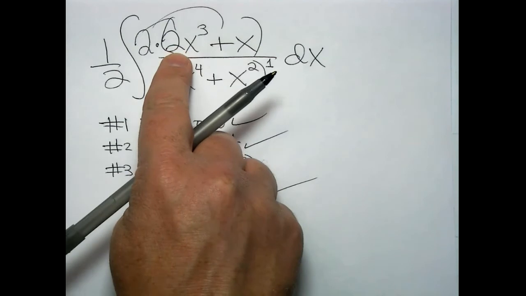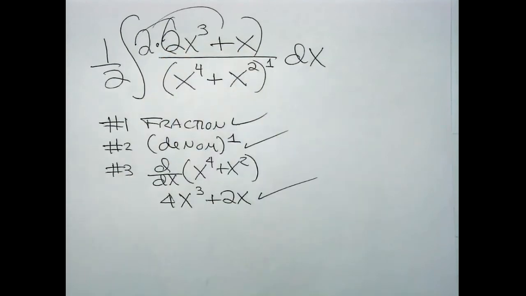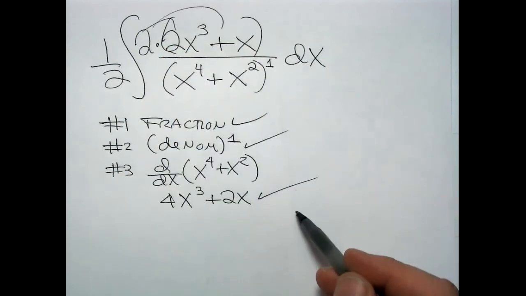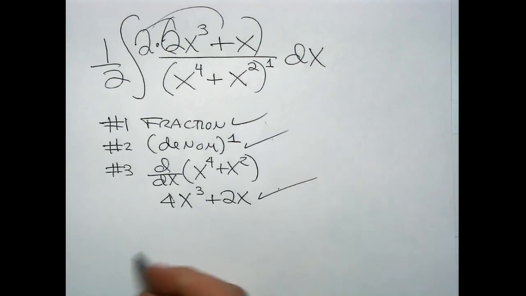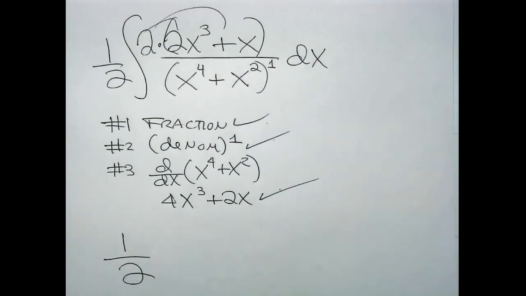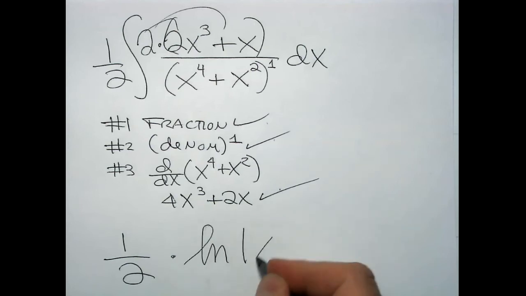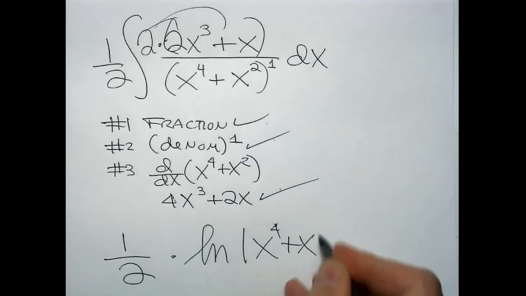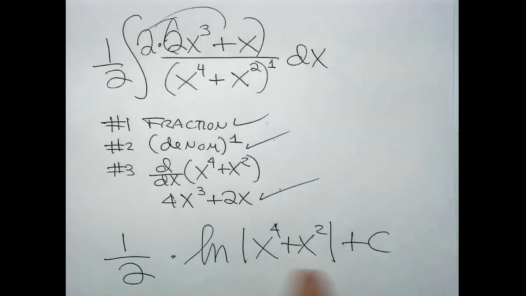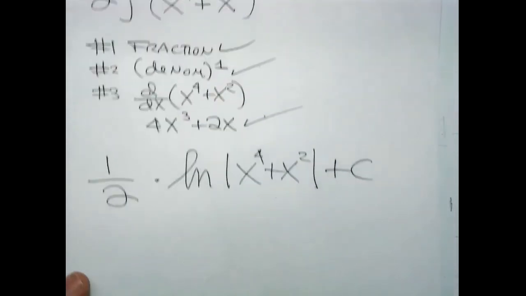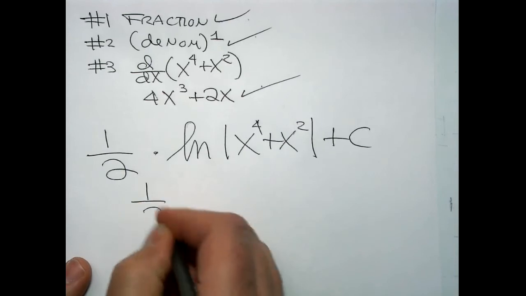Take a look what's up there. 4x cubed plus 2x works. So don't forget the payoff here. If you really check all 3 off, you can go directly to the answer. The 1/2 survives, and it is the natural log of the denominator only. I did put the protection here of the absolute value symbols, but you know what? I don't think I need those.